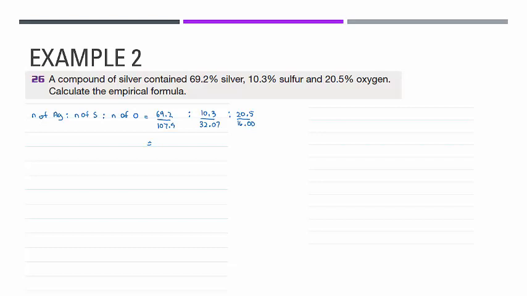Again, putting this into a calculator, if I put 69.2 divided by 107.9 into a calculator, that works out to be 0.64. This works out to be 0.32. And this works out to be 1.28. Now to work out the whole number ratio, usually the easiest way to do that is to divide everything by the smallest number, which in this case is 0.32.